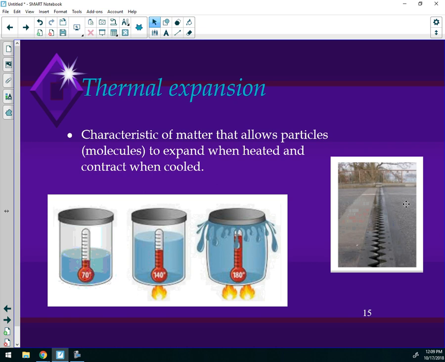So we have these expansion joints. Whenever it gets really hot and it expands, it's got that room to expand, and then when it gets colder and it contracts, it still has those teeth or those grooves to allow that growth of expanding and contracting.